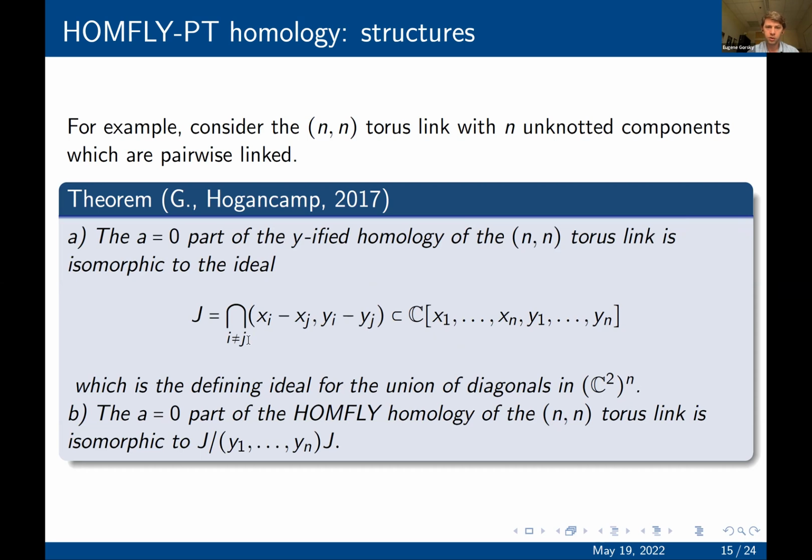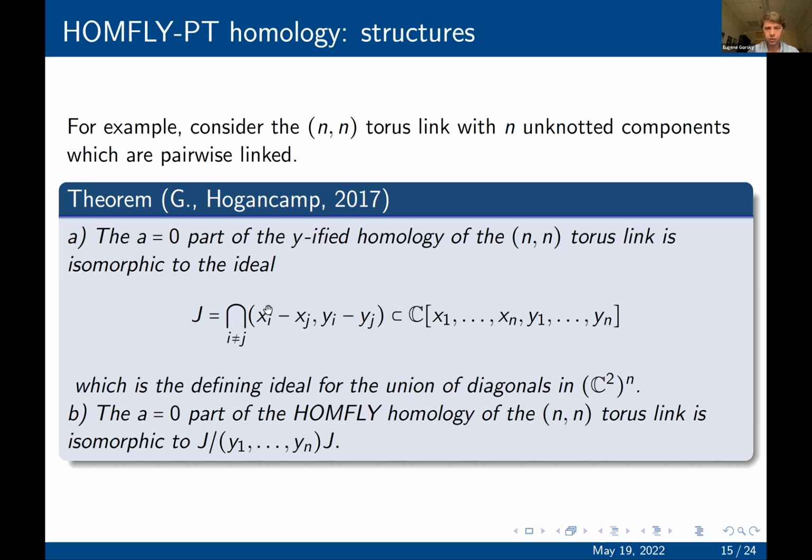Because it is an ideal, it's a module over x's and y's. And the theorem says that the homology of the n torus link is actually isomorphic to this ideal. So it's clearly infinite dimensional, it's clearly a module over x's and y's. And also it's clearly symmetric in x and y, because we just computed it, it's symmetric.